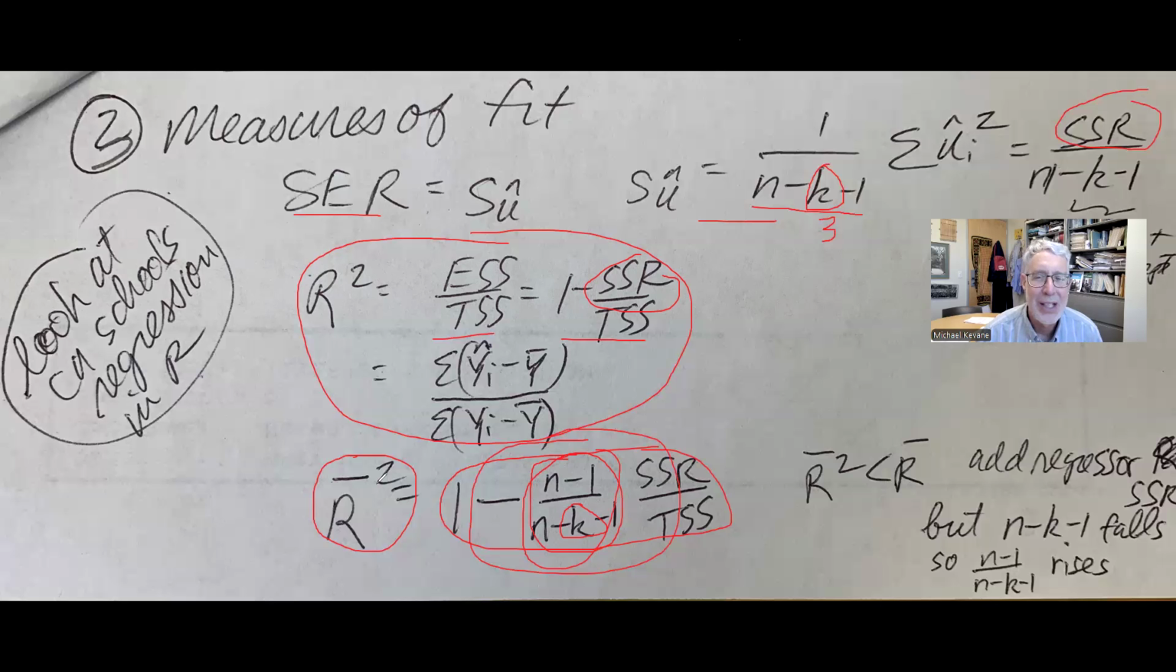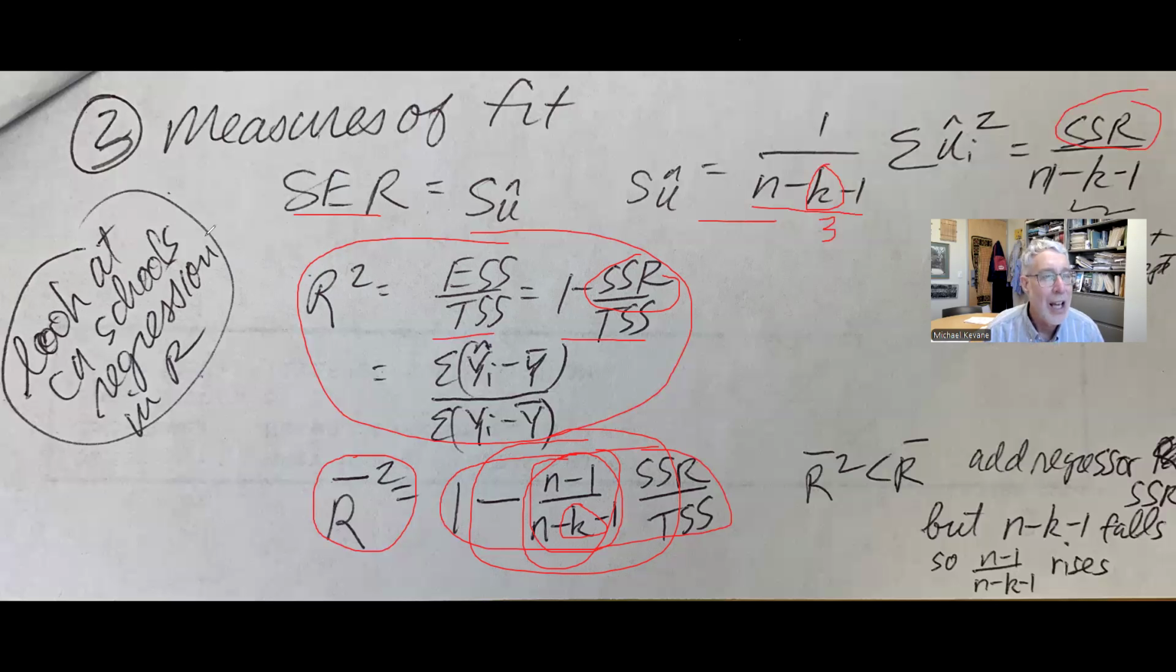So adjusted R squared is a nice new measure of goodness of fit. You should think about its properties and look for it when we run regressions, and see whether there are differences. In many of our cases, there'll be third decimal place differences between R squared and adjusted R squared, but it's something to be looking for in the regressions.